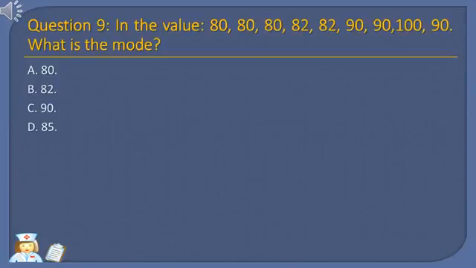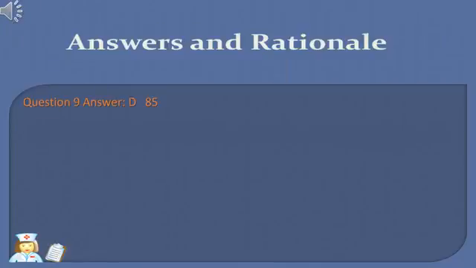Question 9. In the values 80, 80, 80, 82, 82, 90, 90, 100, 90, what is the mode? A. 80. B. 82. C. 90. D. 85. Question 9 answer. D. 85.